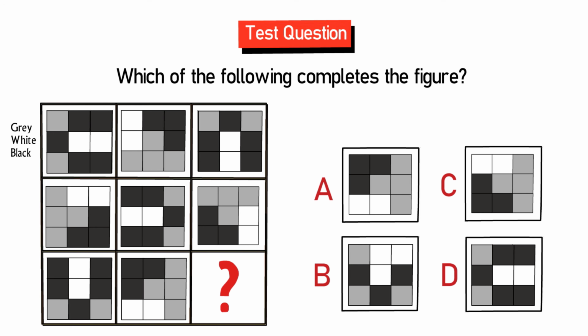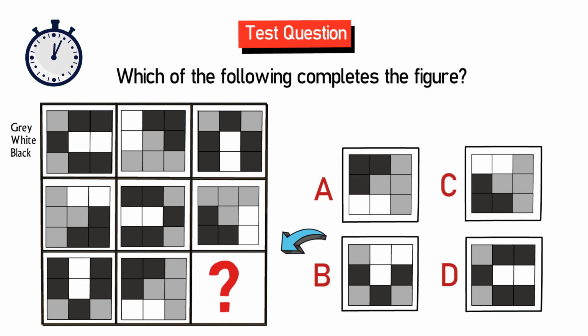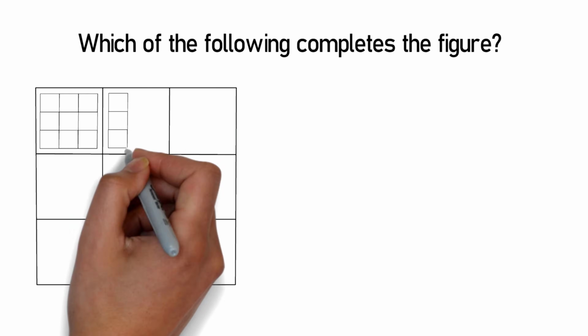One 3x3 square is missing, and you need to select out of the 4 possible choices, choices A, B, C, and D. Your goal is to determine which of the following shapes completes the figure. Take a close look and see if you can identify the missing item. Do you think you know the answer? Let's continue to see how we can get to the correct solution together.